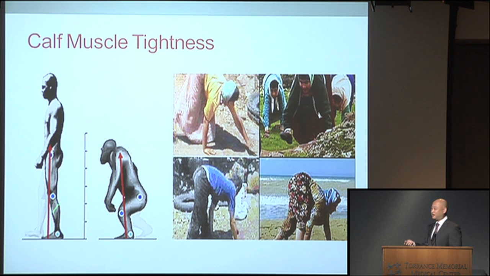So when we walk on 2 feet, our Achilles tendon and our calf muscle, they need to be stretched out in order to maintain an upright position. And so we see a lot of problems coming from the calf muscle being too tight.